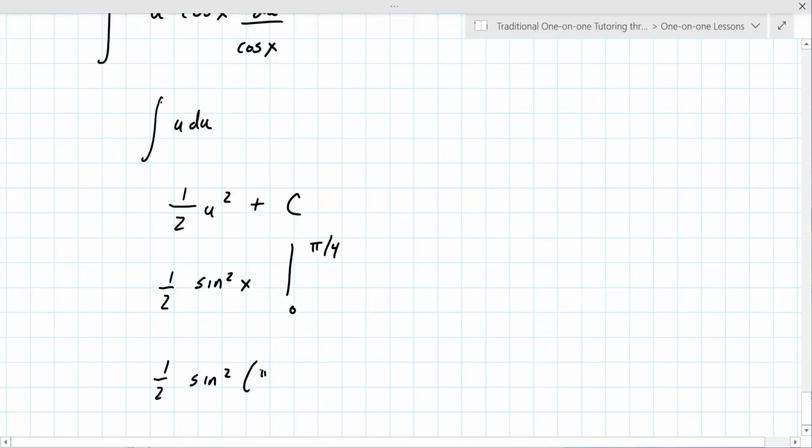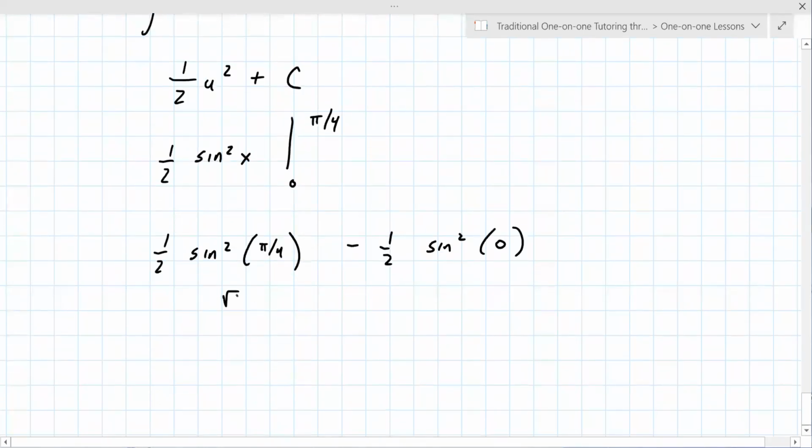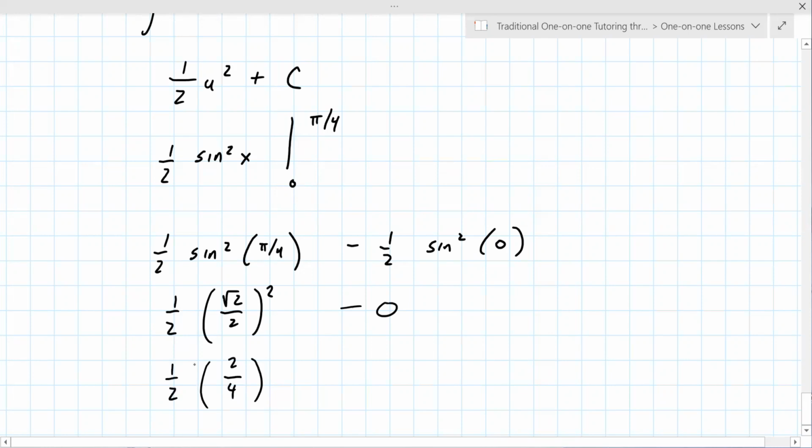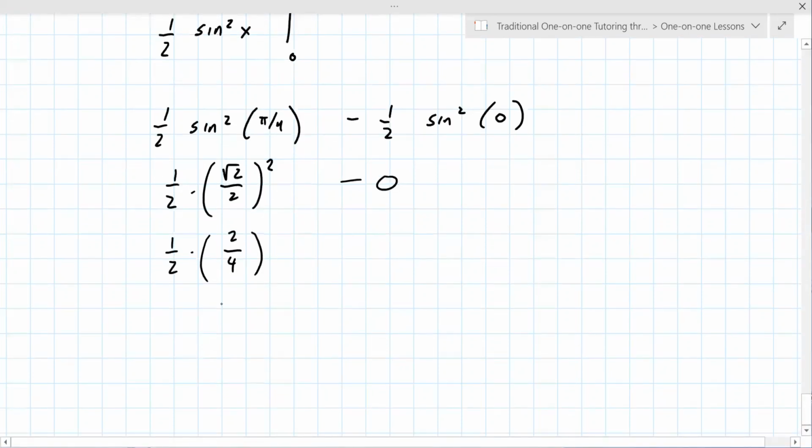So then sine pi over 4 is root 2 over 2 squared. So that's root 2 squared. Yeah, root 2 squared is 2. Bottom is 4, root 4, 2. So 1, and then minus 0. So it's just 1/4. Wait, 1/4? So the inside is 2 over 4 times 1/2. Oh, I forgot to square the bottom. That'll do it. Okay, so wait, so 2 over 4, so that's 1/2.